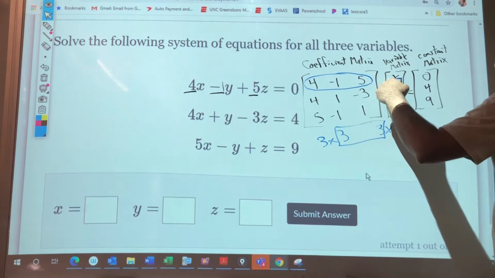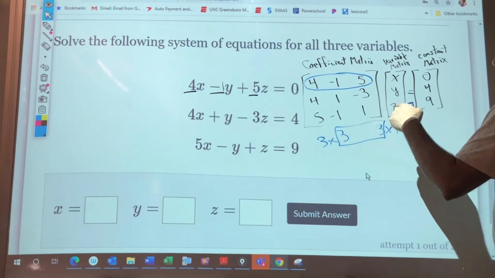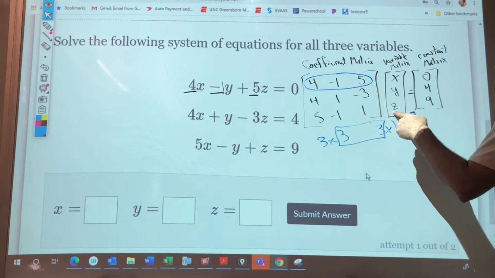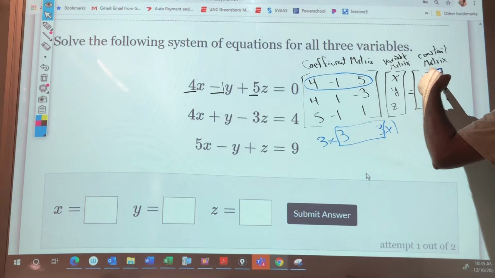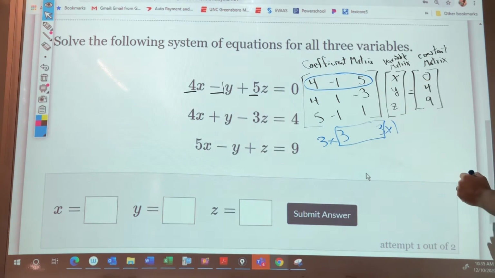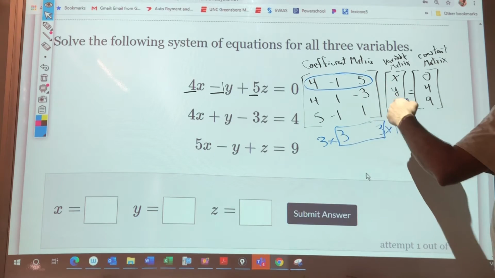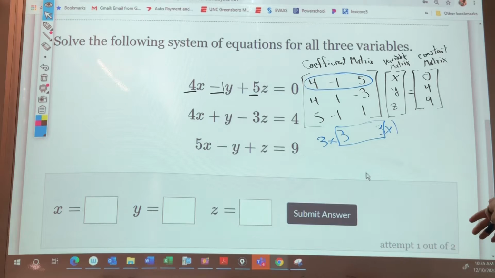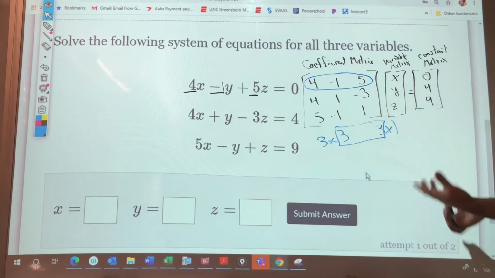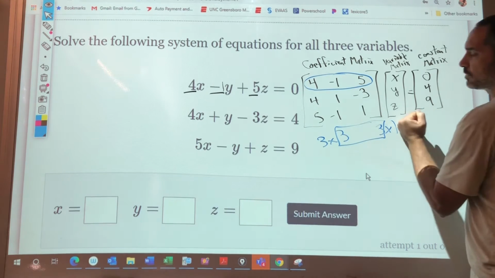So 4 times x is 4x. -1 times y is -y. 5 times z is 5z. And those would be paired with row 1, column 1 of this matrix equals 0. So if I multiply this, it would be 4x minus y plus 5z equals 0, which is the same as this equation here. And so that's why this can be set up this way. You have to understand matrix multiplication in order to set this up. But this is just setting it up.